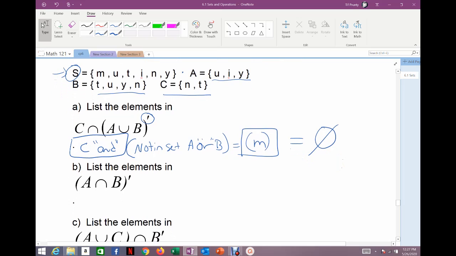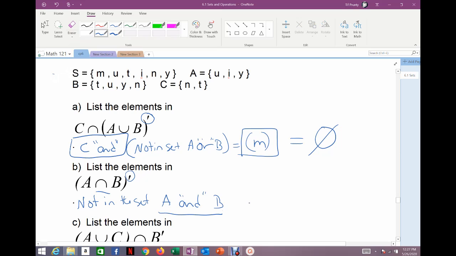Alright, the next example. List the elements in. So again, I've got my group, I've got my prime, which means not. So underneath it's everything that's not in the set A and B, that's the and symbol. So basically I want to throw out anything that's in both of them. So I'm going to go up here, erase what I have, and list the stuff that they share. I'm just going to circle it. So T is not shared, but U is, U is in both, Y is in both. And so those are the only ones I don't want.